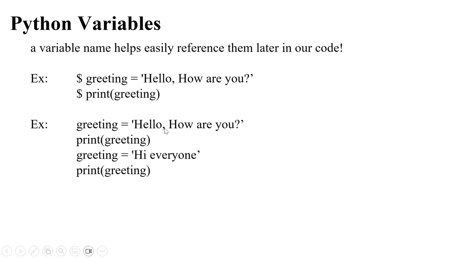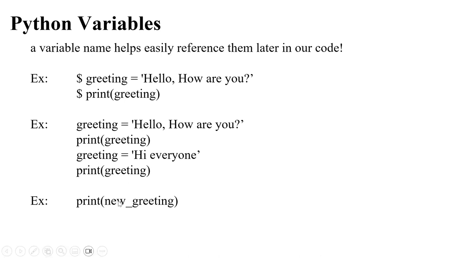So here we have declared, and here we have reassigned the value of the variable. So finally, what value does greeting contain in the memory? Hi everyone, after executing this line. So this concept, we can say, we are overriding and reassigning the value of the variable. Those are all the keywords we are trying to understand.